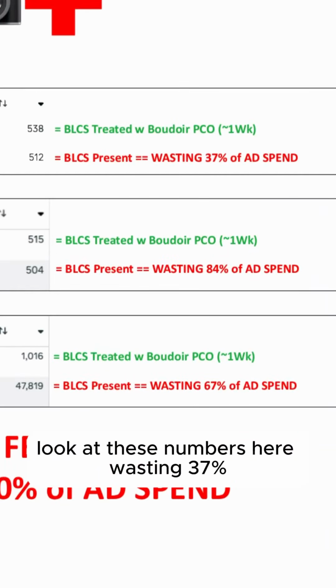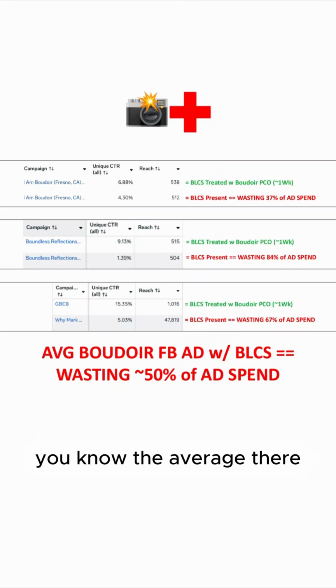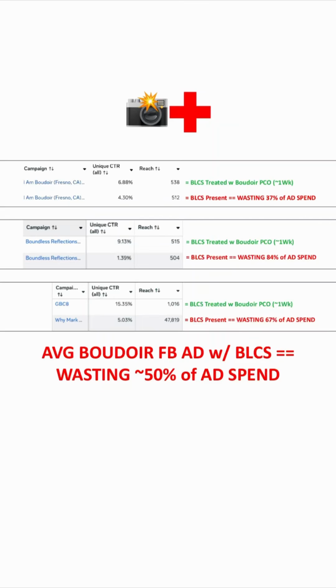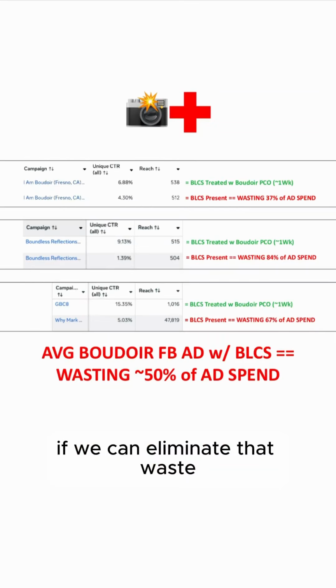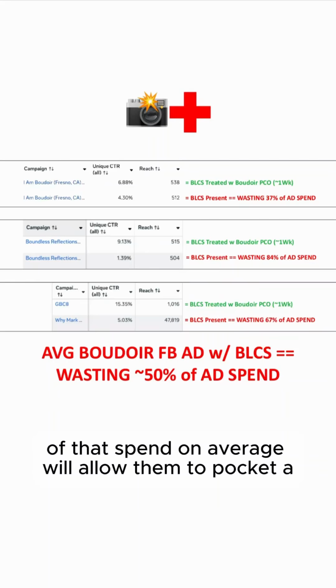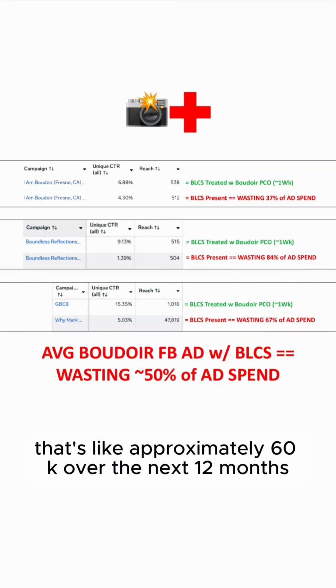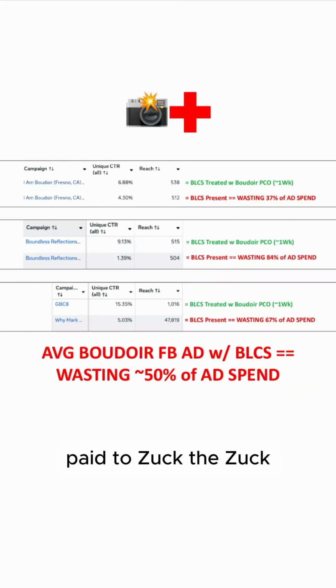So look at these numbers here: wasting 37%, wasting 84%, wasting 67%. The average is sometimes somewhere between 50 to 60%. So if they're spending 10 grand a month on Boudoir Facebook ads, if we can eliminate that wasted ad spend, on average we'll allow them to pocket 5K a month, and that's approximately 60K over the next 12 months. Literally back in their pocket, simply not being wasted, paid to Zuck.